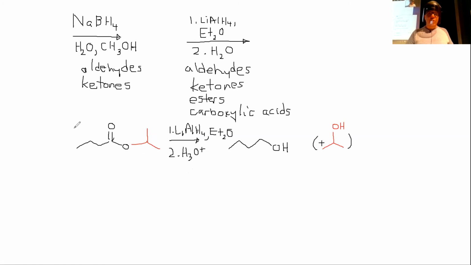And if this were a carboxylic acid, same thing. It would reduce a carboxylic acid down to the corresponding primary alcohol. So if we took benzoic acid, then we would expect to get benzyl alcohol out at the end. CH2OH.